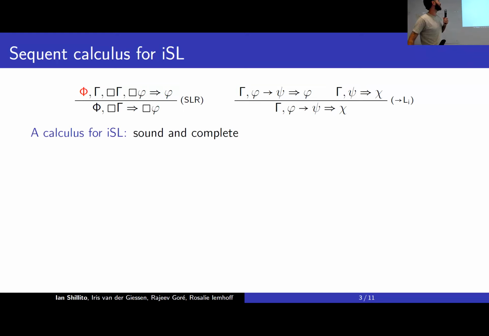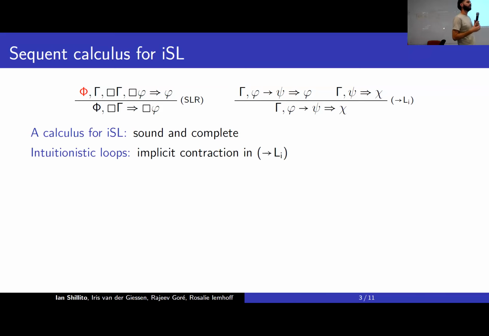So that's all good. It's sound and complete, but it has some bad properties to an extent because of two main reasons. First of all, from a proof perspective, at least, there are intuitionistic loops. What I mean by this is, if you look at the intuitionistic implication on the left rule, you could reapply it as many times as you want in the left branch. And so you could have infinite branches if you wanted to. So you could reapply it as many times as you want, and that's not so good for proof search.